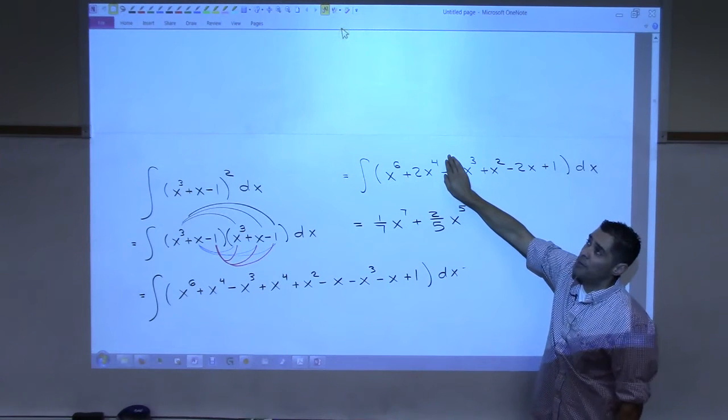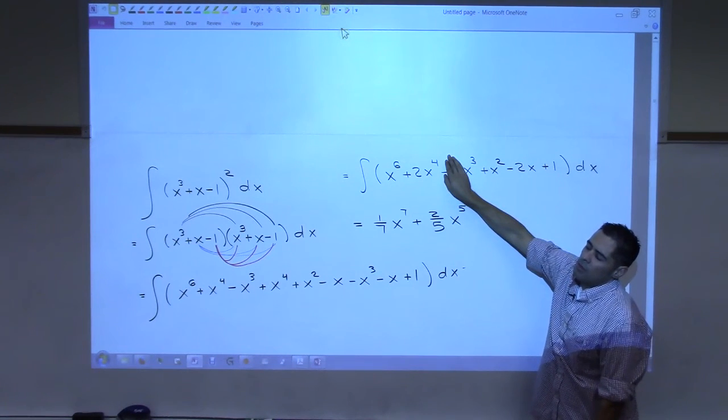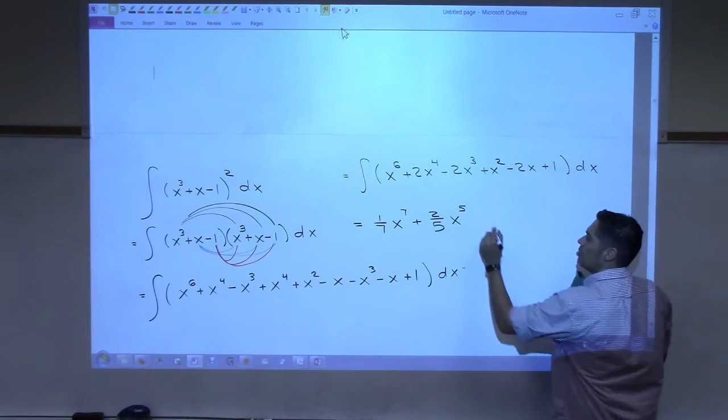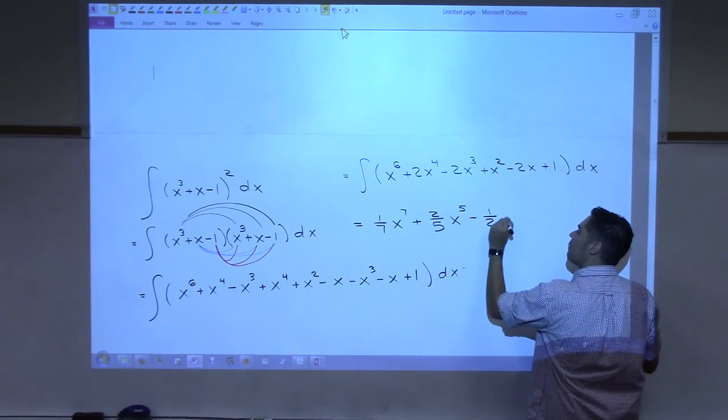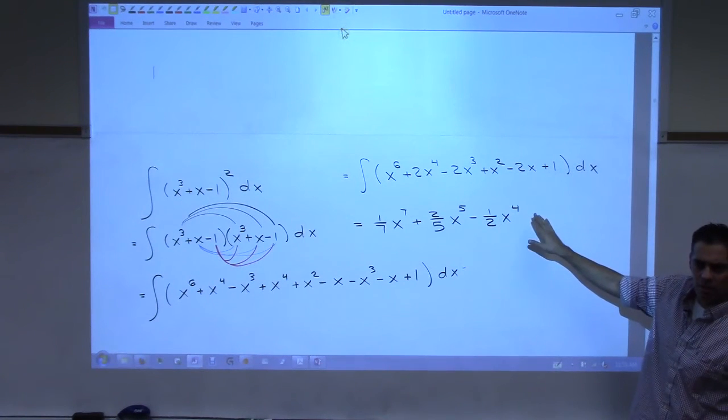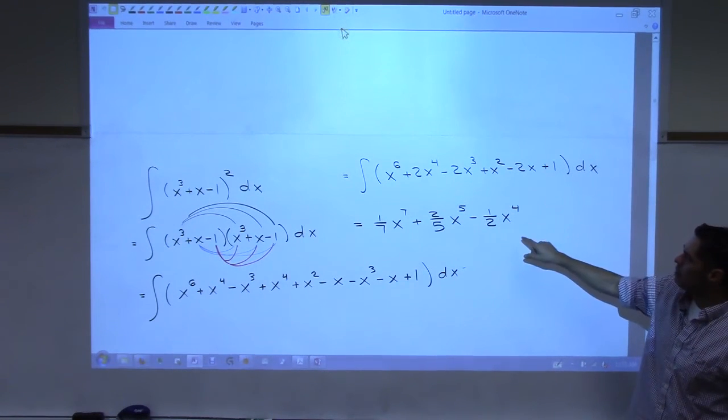What's the antiderivative of x cubed? 1/4 x to the 4th. 1/4 x to the 4th. So I hit that with a negative 2. It should be minus 1/2 x to the 4th. Am I doing this too fast, or are y'all catching on? You understand? What about this one?